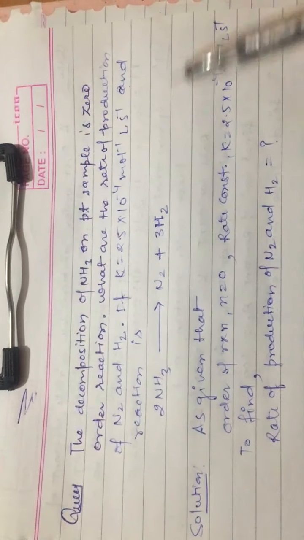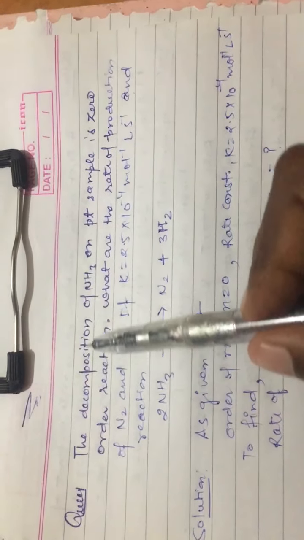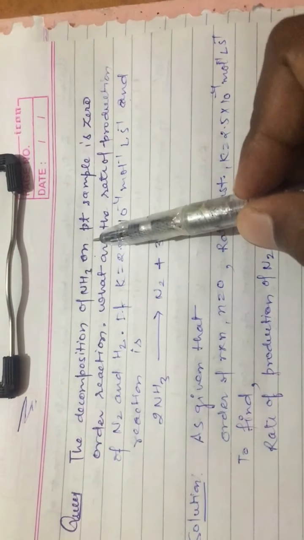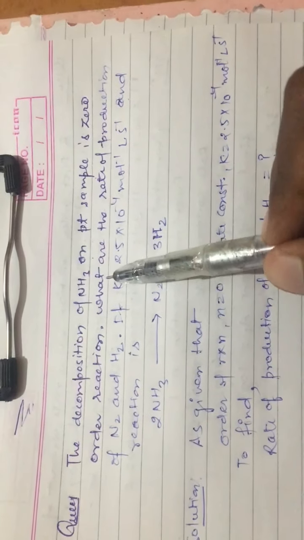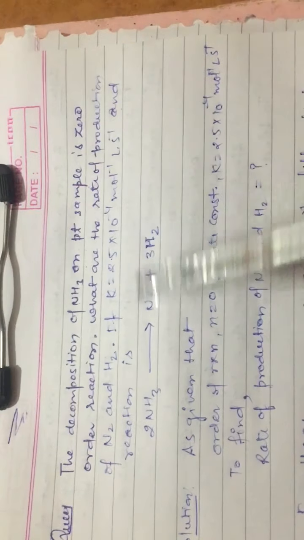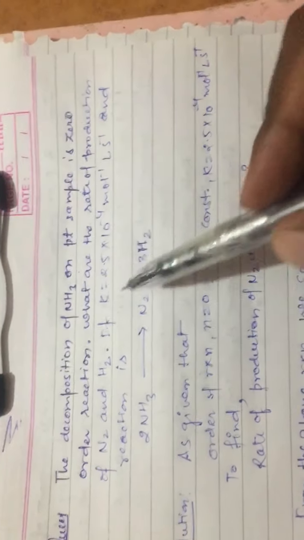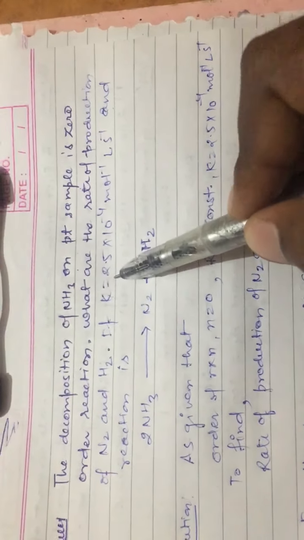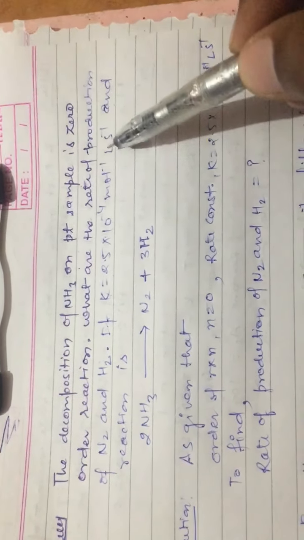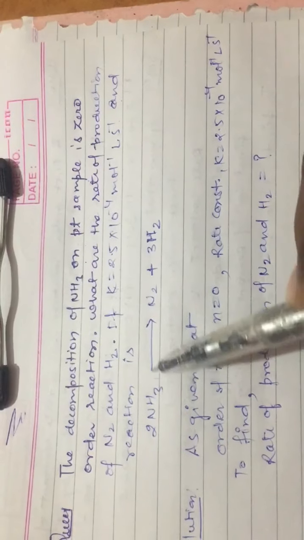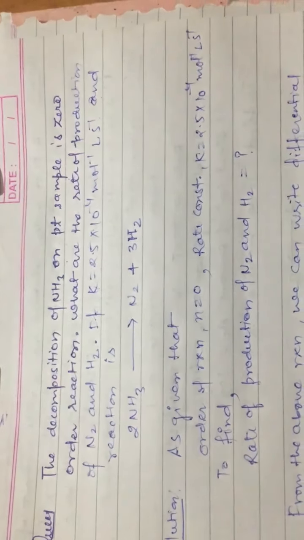I am going to explain this question in this video. The question says that the decomposition of NH3 on platinum sample is a zero order reaction. What are the rates of production of N2 and H2, if the rate constant is equal to 2.5 into 10 to the power minus 4 per mole liter per second, and the reaction is 2NH3 gives N2 plus 3H2?